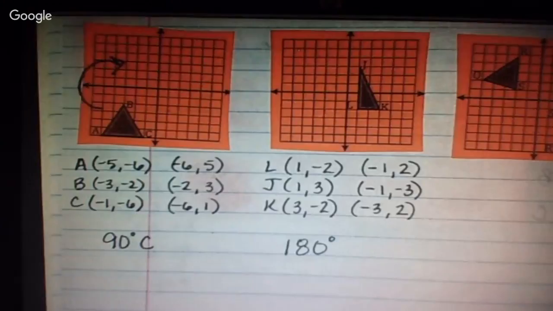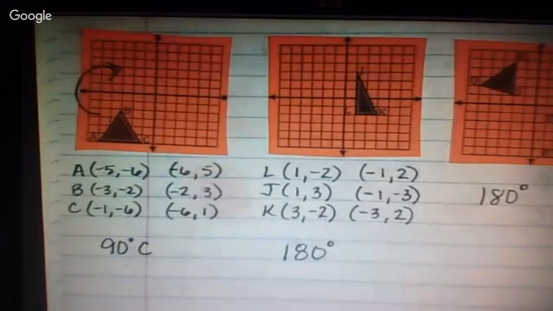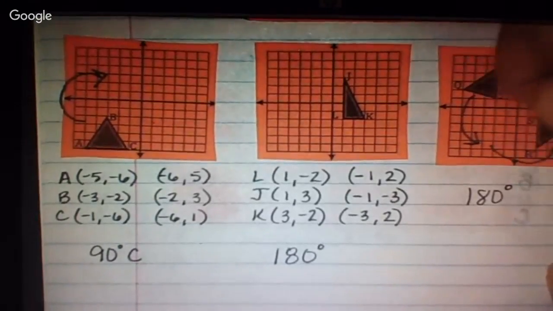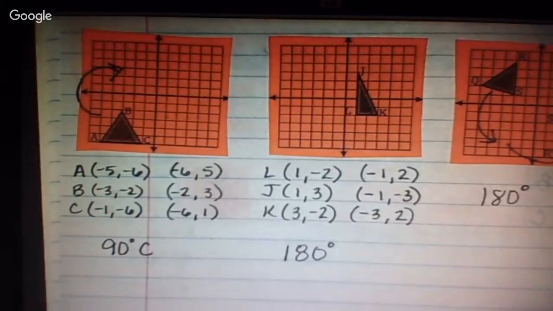Or if you take a look at this last example on this page, you need to figure out what rotation has happened here. How many quadrants did my figure move? 2. So what degree did this change? 180. Remember, each quadrant is worth 90. So if it's gone 2, that's 90 plus 90, which is 180 degrees. Yep, because it went 1, 2, and each one of those is 90 degrees.